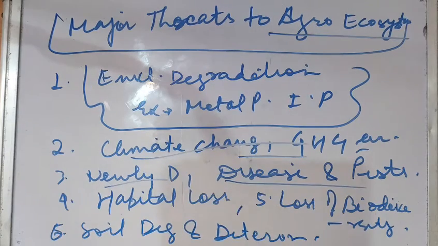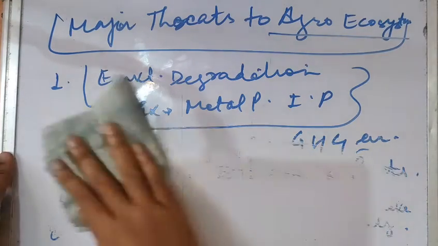So these are the common threats of agro ecosystem. I don't think there is much to know, and you can elaborate it as per you. Keep making notes. These are very useful topics. Moving next, I hope you all understand the major threats of agro ecosystem.